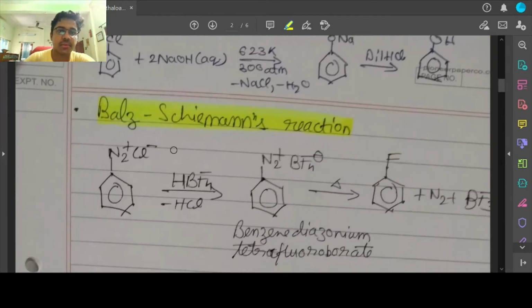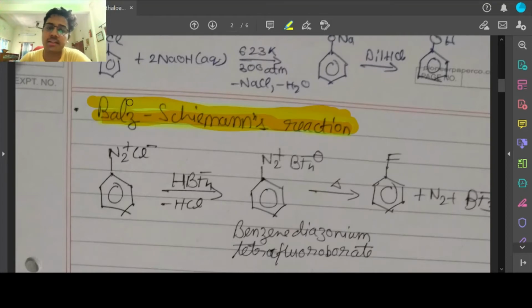So now comes the Balz-Schiemann reaction. This name is a bit tricky and difficult to remember, but don't worry, if you see the videos and revise constantly, you will remember the term. So it's the Balz-Schiemann reaction.